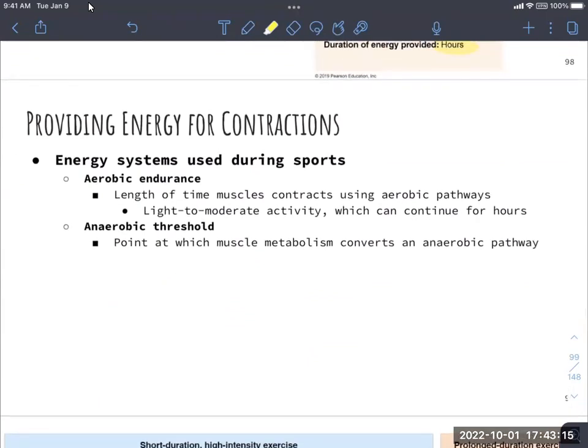So just what I just said, aerobic endurance, say you're running a marathon. You can do that for hours because you're using aerobic pathways to get energy. That anaerobic threshold, you're sprinting across the street. It doesn't require oxygen, so we use our anaerobic pathway, but we only get energy for a very short period of time.